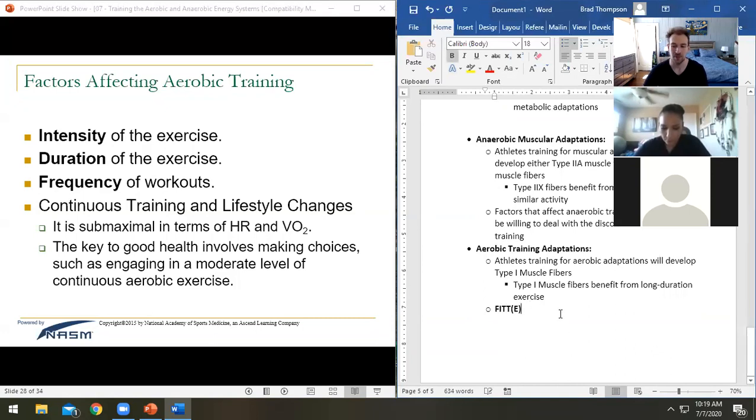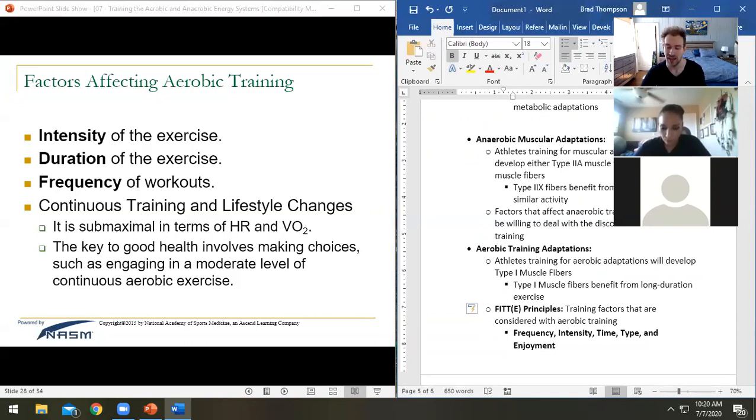FITTE principles, right? Which are training factors that are considered with aerobic training. So you've got frequency, intensity, time, type, and enjoyment. Enjoyment is NASM specific, by the way. You're not going to see that in this PowerPoint.